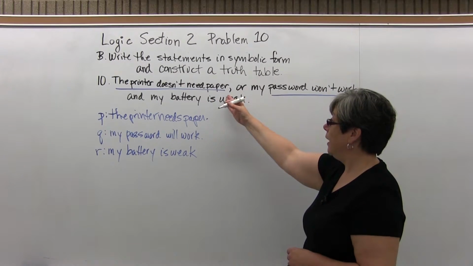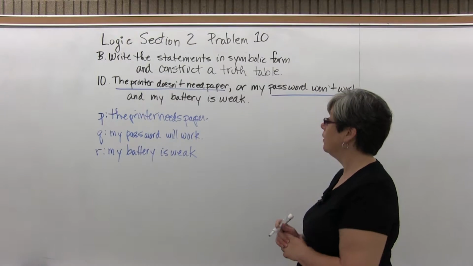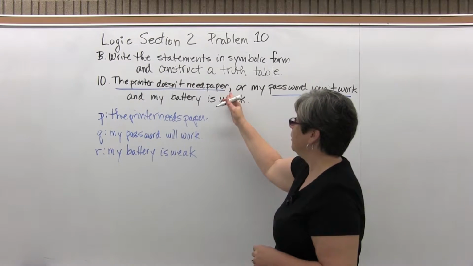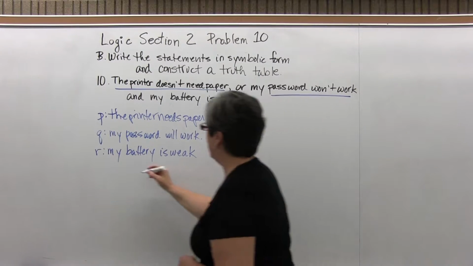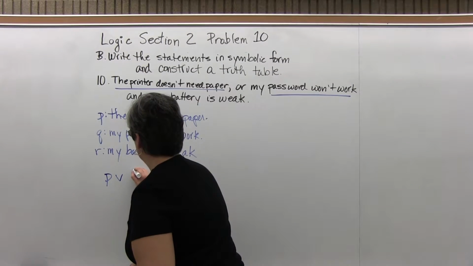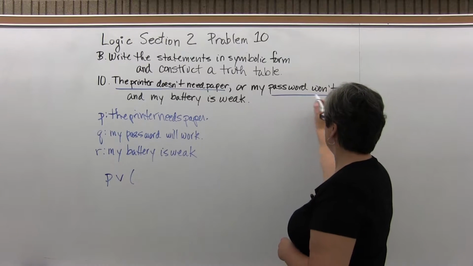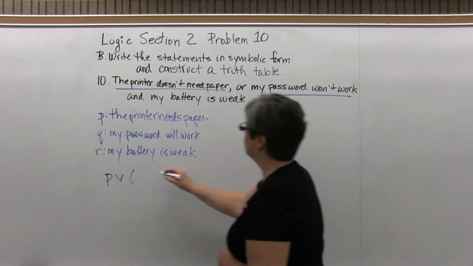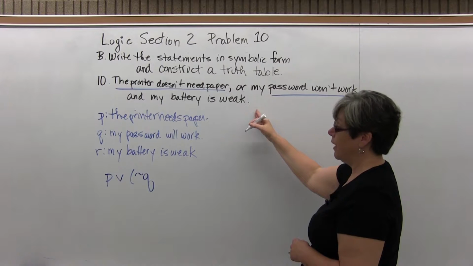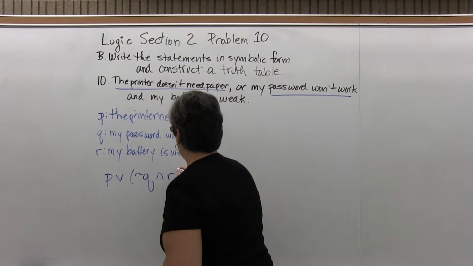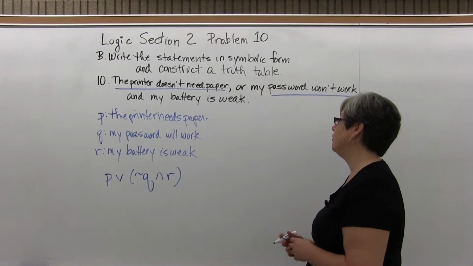The printer doesn't need paper is followed by a comma. That highlights, again, we're going to have a parentheses. Since there's just a simple statement there, it means the parentheses is going to come after this connective of or. So we're going to have P or and begin the parentheses after that because of the comma. Then we have my password won't work, which is a negation of Q, and my battery is weak, and R. We always go back and reread it just in case we missed a negation or some other step.